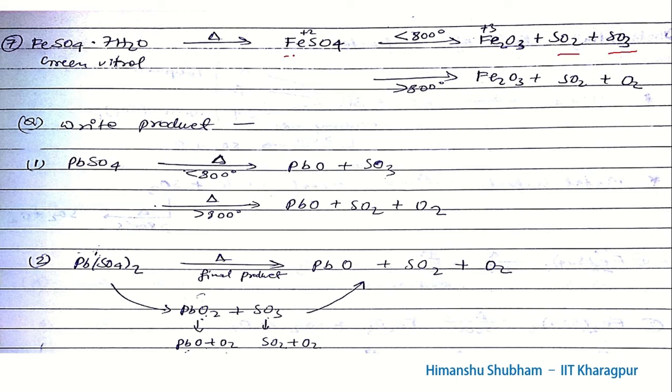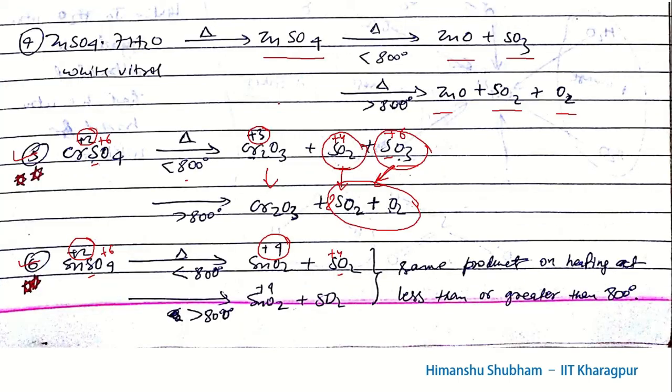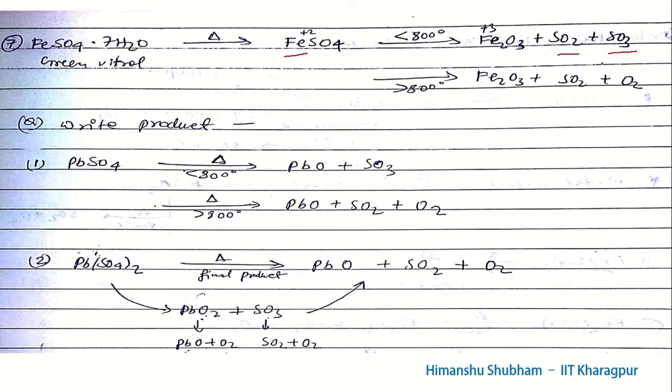Here we also see that iron is in +2 oxidation state. A similar explanation can be given as we have discussed in the case of CrSO4 for such kind of decomposition product, and above 800 degrees Celsius this SO3 will break down into SO2 plus O2. Similar explanations for this too. And now let us do some more questions.